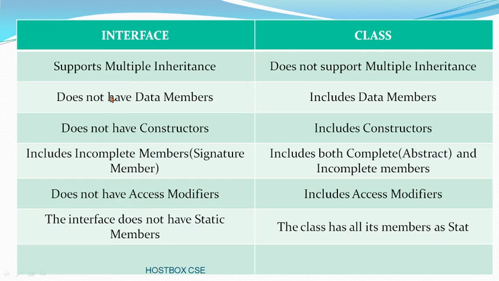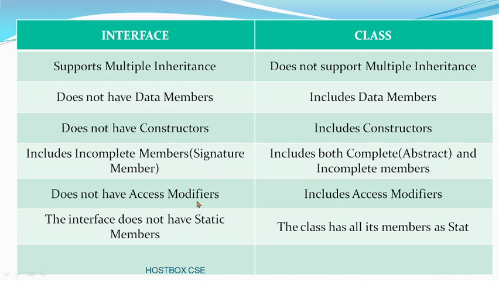Last class we saw the difference between interface and class. An interface supports multiple inheritance, but a class in Java does not support multiple inheritance. Also, an interface does not have data members, but a class includes data members. An interface does not have constructors, but a class includes constructors. An interface includes incomplete members, that is signature members, and a class includes both complete and incomplete members. In upcoming sessions you can understand.